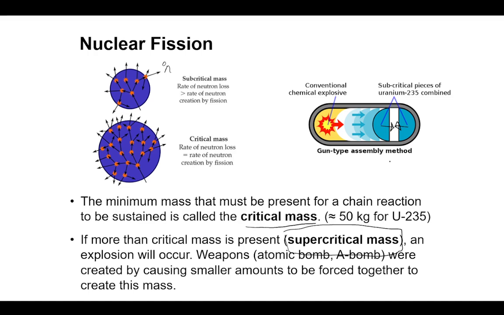So this runaway process, if this was, say, 64 kilograms of a supercritical mass, is able to release an equivalent of 16,000 tons of TNT. Okay, and that's what happened August 6, 1945, when the bomb Little Boy was dropped on Hiroshima.